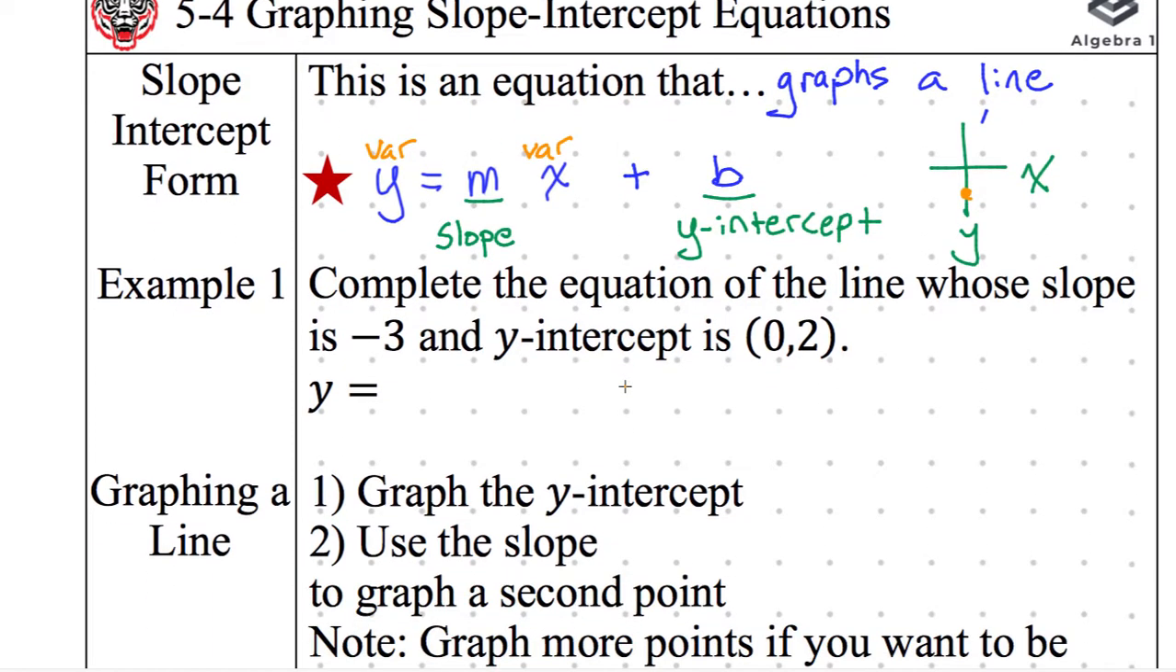Okay, so let's do example 1. I'm going to complete the equation for a line whose slope is -3 and y-intercept is (0, 2). Again, if I graphed (0, 2), that would be up here. I don't move left and right, but I go up 2.